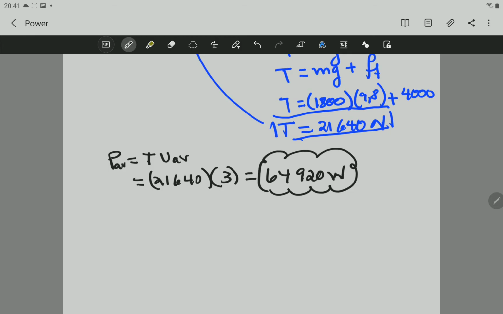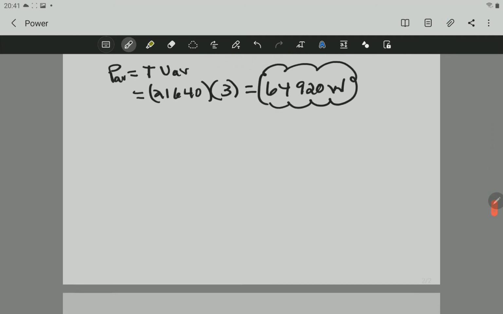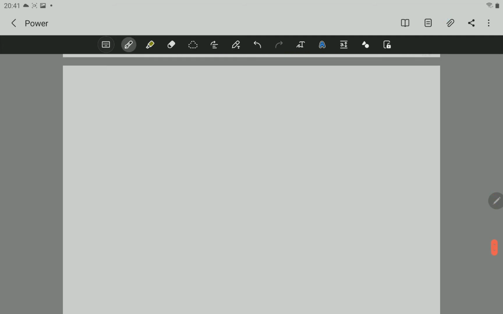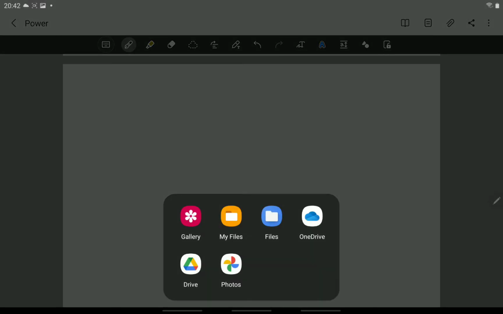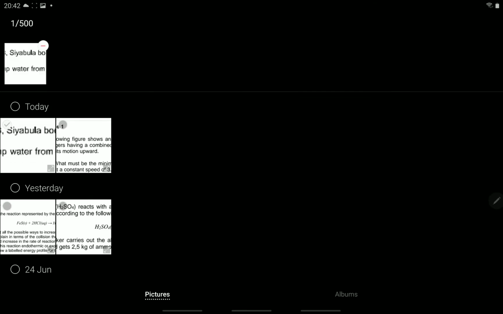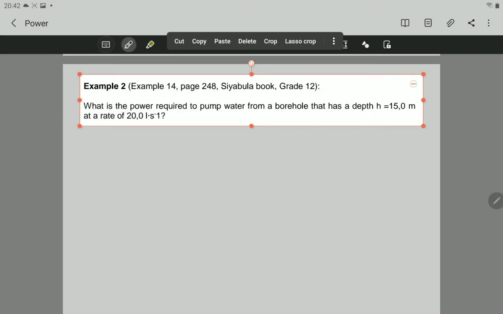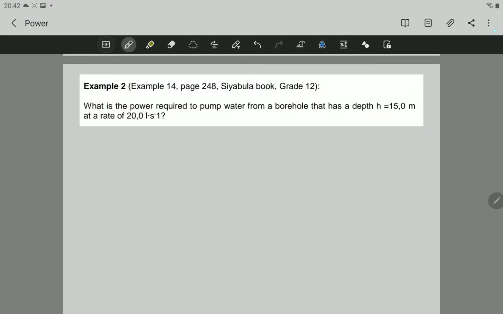That is the first example. I want to go to another example. This one is quite easy, okay? But we'll go to another example. Let's just look for the example. So here we are. Let's go to the next page. It is this one here. So let's go to this example, and this example is a little bit tricky. So let's be careful with this one.